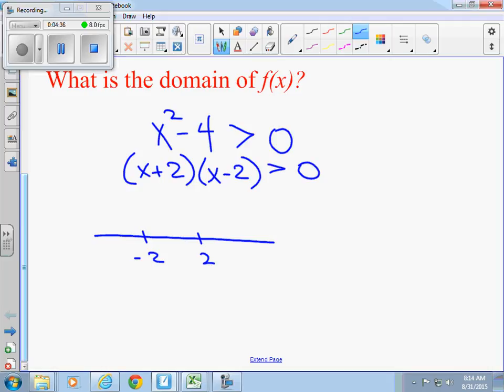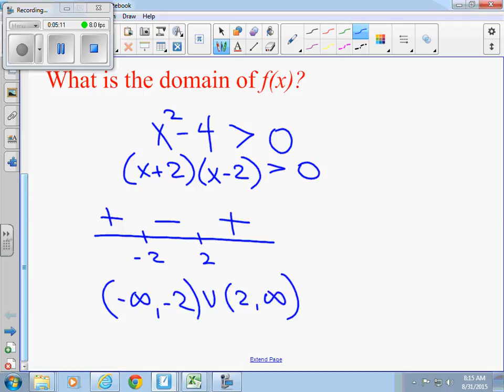Okay, so pick a number less than -2. What's a number less than -2? -3. I would get a negative times a negative, which is a positive. And then something between -2 and 0. Positive times a negative is negative. And then something greater than 2. Positive times positive. Which ones of those work? Which ones are positive? Greater than 0. So that would be the domain of that.